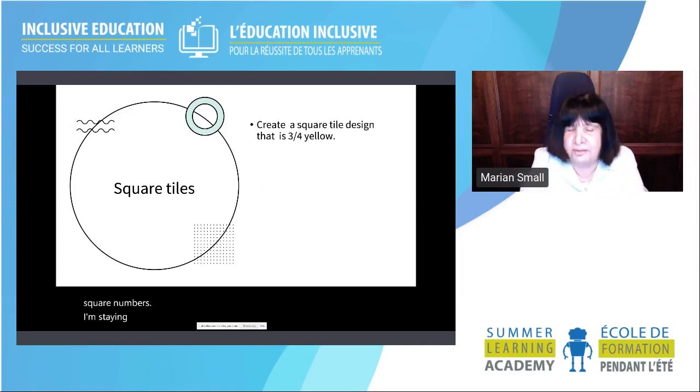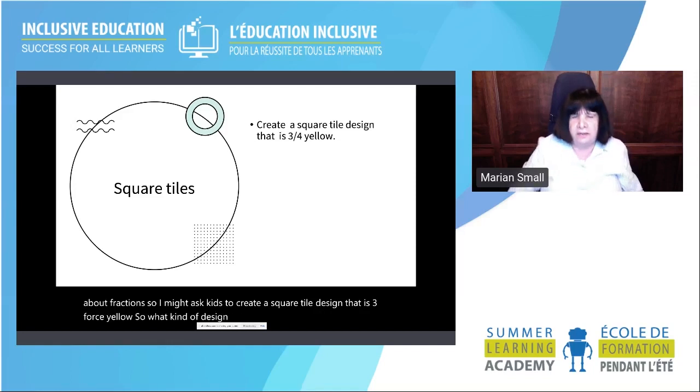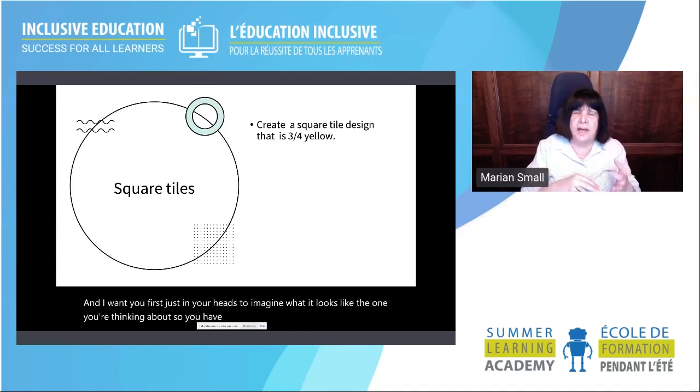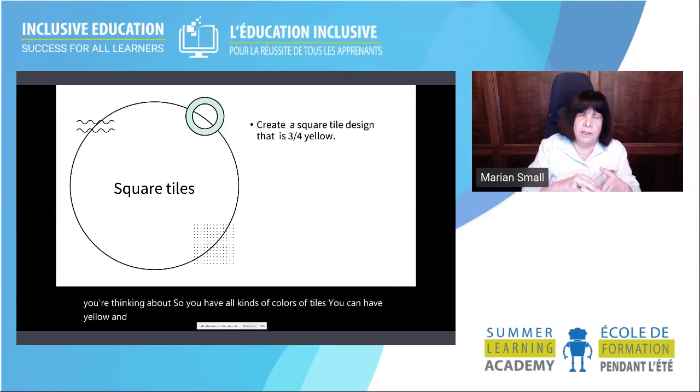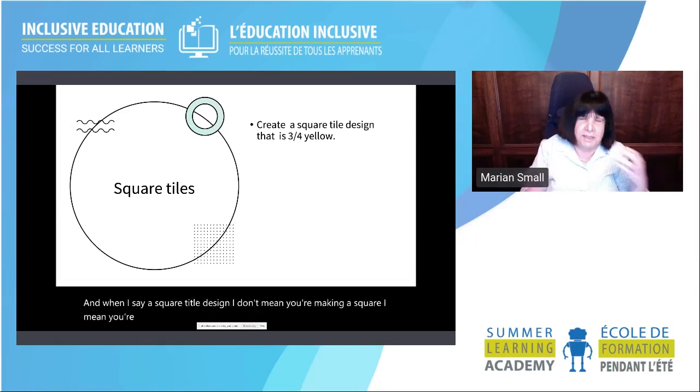Staying with square tiles, this is quite a different question, and this is about fractions. So I might ask kids to create a square tile design that is 3/4 yellow. So what kind of design would it look like if it was 3/4 yellow? And I want you first, just in your heads, to imagine what it looks like, the one you're thinking about. So you have all kinds of colors of tiles. You can have yellow and red and blue and green, but you only want it to be 3/4 yellow. And when I say a square tile design, I don't mean you're making a square. I mean you're using square tiles to make a design.